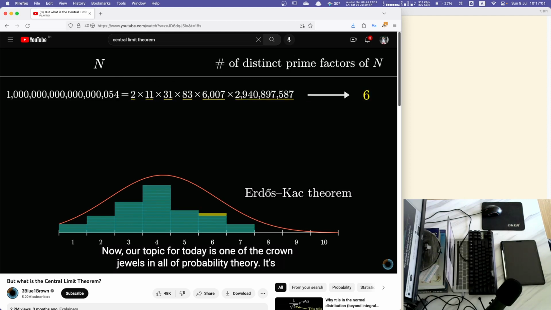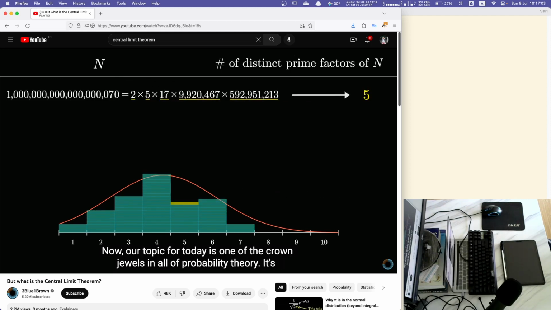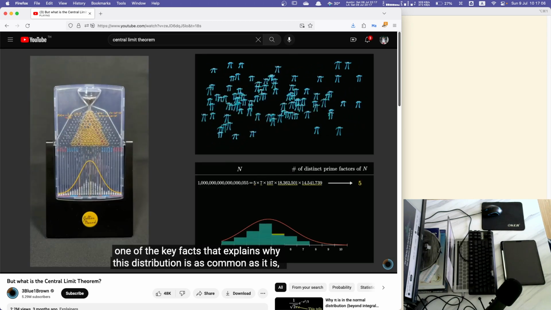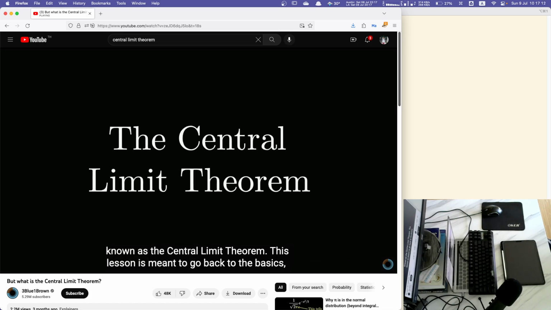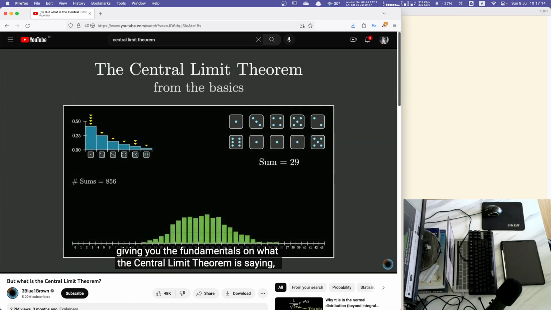Now, our topic for today is one of the crown jewels in all of probability theory. It's one of the key facts that explains why this distribution is as common as it is, known as the central limit theorem. This lesson is meant to go back to the basics, giving you the fundamentals on what the central limit theorem is saying, what normal distributions are, and I want to assume minimal background.